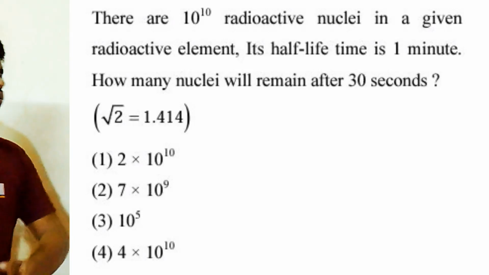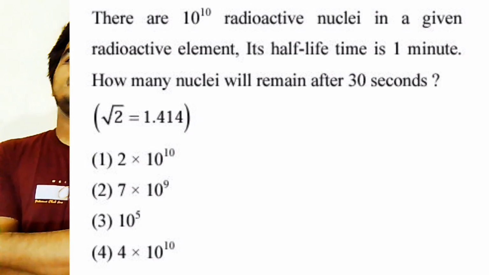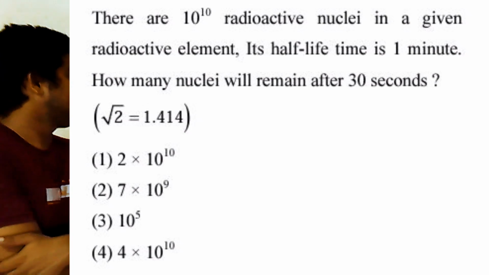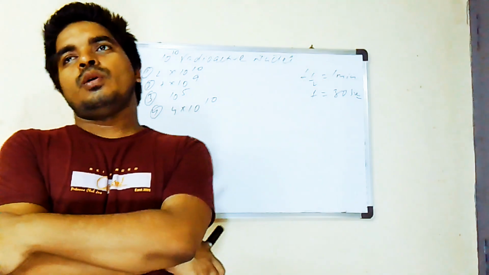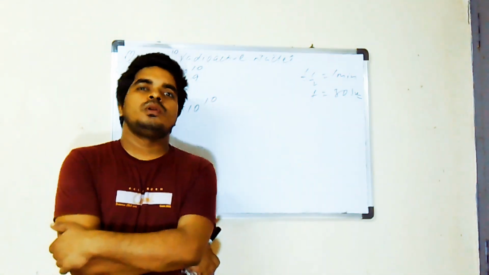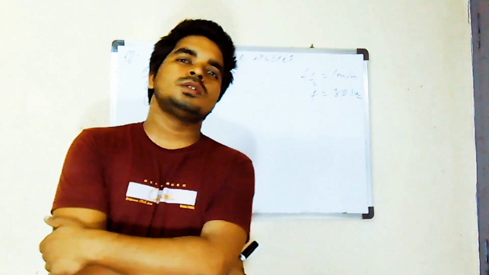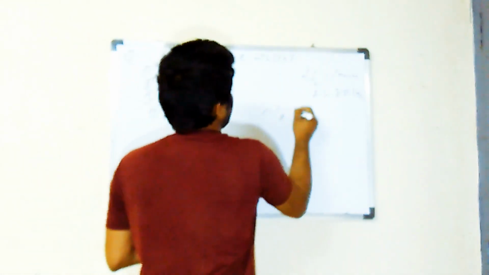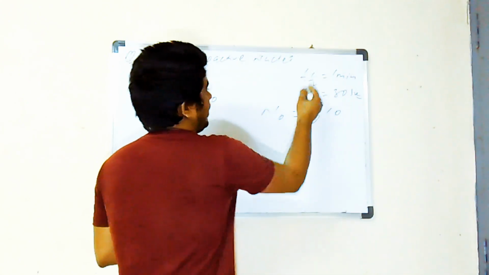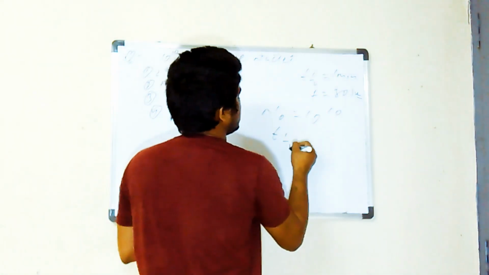So if you read the question, it is simply that the initial number of radioactive nuclei is given, that is 10 to the power 10. So N naught, the value of N naught, is given in your question. N naught is 10 to the power 10. T half is given as 1 minute.